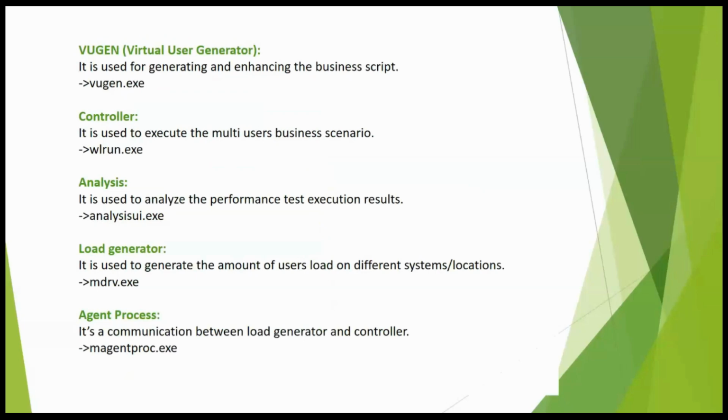Let's discuss VuGen first. VuGen means Virtual User Generator. Using VuGen, we record the script and do the enhancements. The enhancements are correlation, parameterization, transaction points, and checkpoints. If required, we write some custom code. These are all the enhancements in scripting. The executable file here is vugen.exe. If you install vugen.exe, the VuGen component is automatically installed on your desktop or any other shared drive.